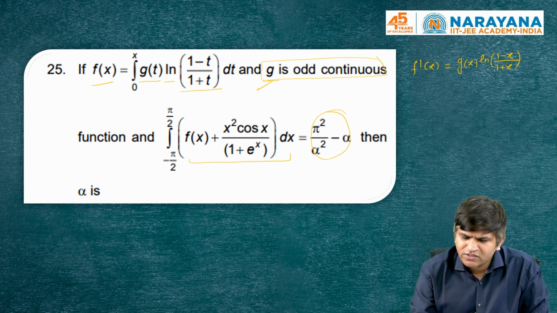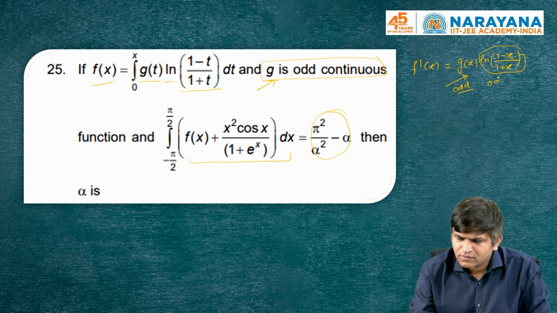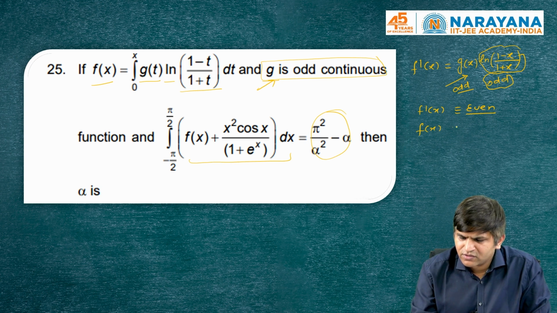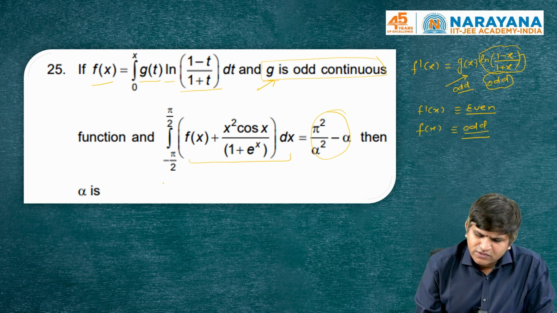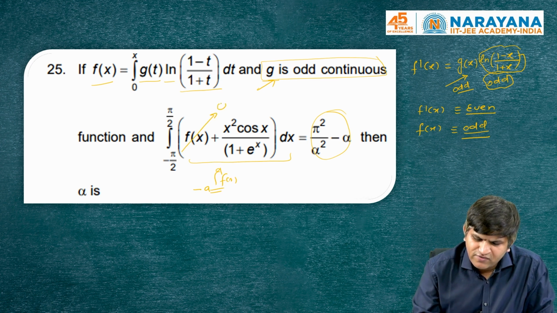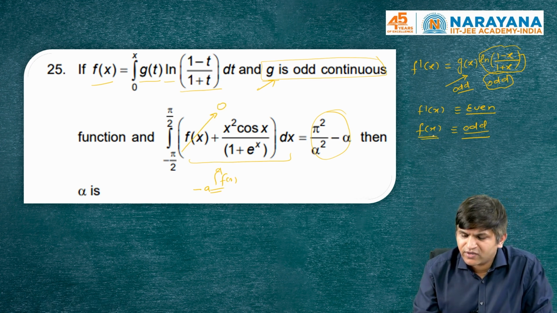Okay, it is given that gx is an odd function, and we know this is also an odd function. Okay, so we know that f dash x is an even function. So if f dash x is an even function, we can say that fx is an odd function, right? Now this integral is from minus a to a of fx. So this integral will be 0 because we know that fx is an odd function.